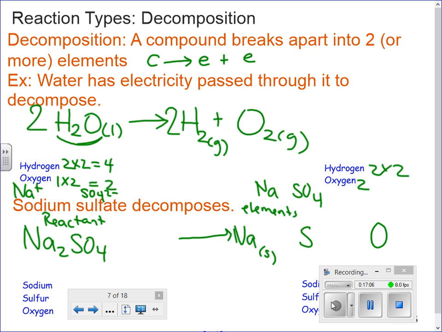Now in my products, sodium is a solid. It's not on the list, so there's no number. Sulfur always has an 8, and it's a solid. Oxygen always has a 2, and it's a gas. My initial substance, my reactant, would be a solid because it's an ionic compound. Would anybody like to ask any questions about just the formulas before I balance this?